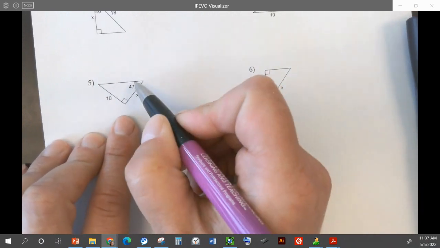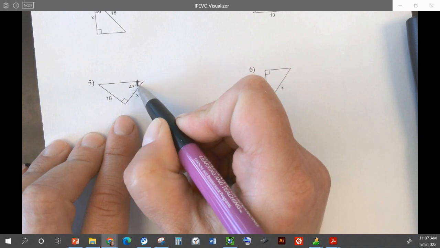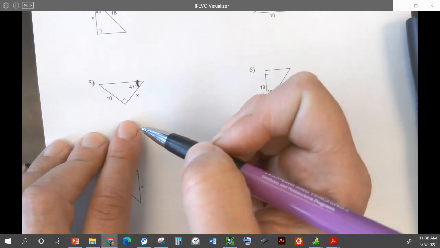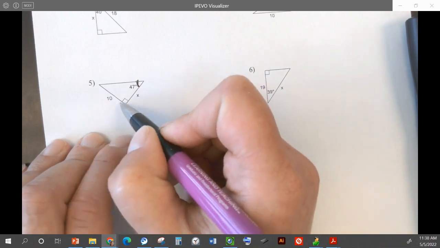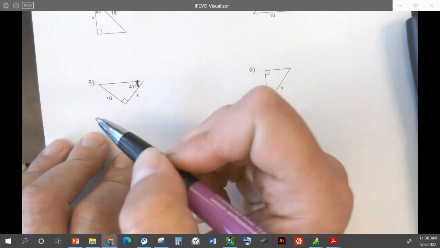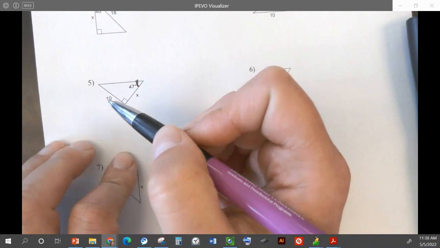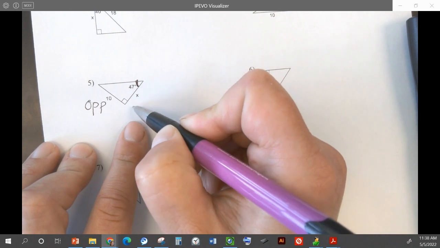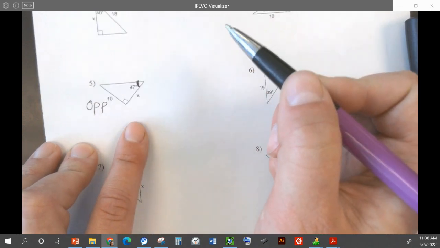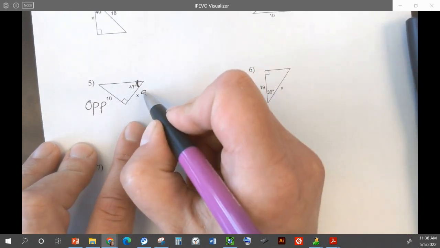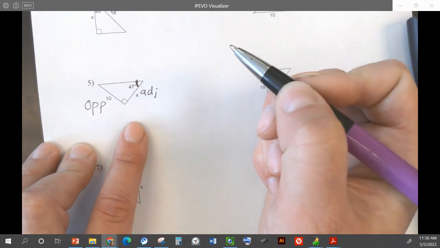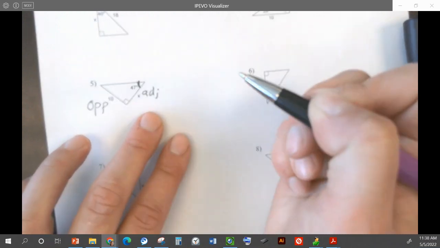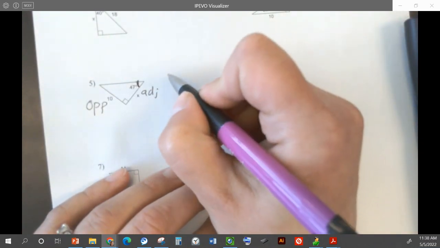So we have this angle, so always mark that angle that you're given. We have 47. So what would 10 be? We need to label our sides. Good, perfect. So 10 is the opposite. And what would x be? Good, it's the adjacent. Okay, so what function will we use if we are relating the opposite side to the adjacent side? Good, tangent.